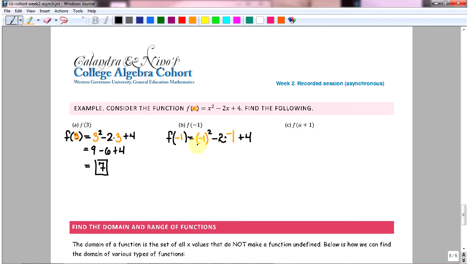So when we simplify, (-1) squared is a +1. -2 times +1 is a +2, plus 4. And it looks like again we come up with a 7.